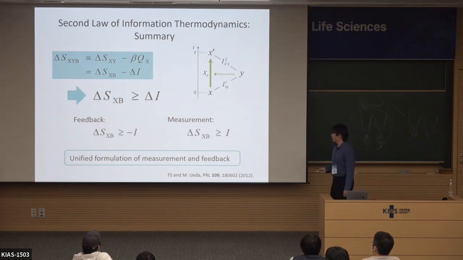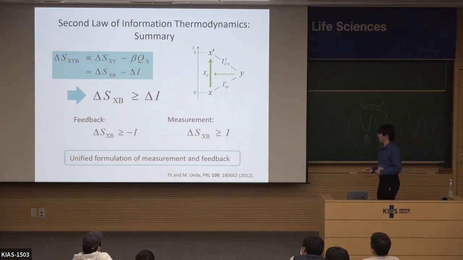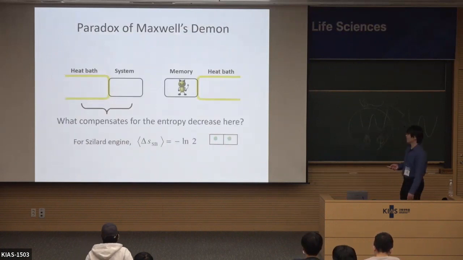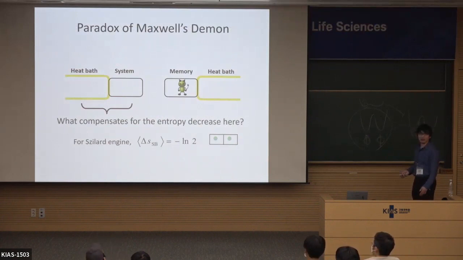So we have shown several inequalities yesterday and today for the measurement process, the erasure process, and the feedback process. But all of them are represented by this single inequality if we consider the total entropy production of this diagram. So I think this is the simplest way to understand the entropy balance of Maxwell's demon and the slider engine, or some information heat engine. Now, again, we can revisit the paradox of Maxwell's demon. The problem was that in the case of the slider engine, we can extract kT log 2 of work from the system.